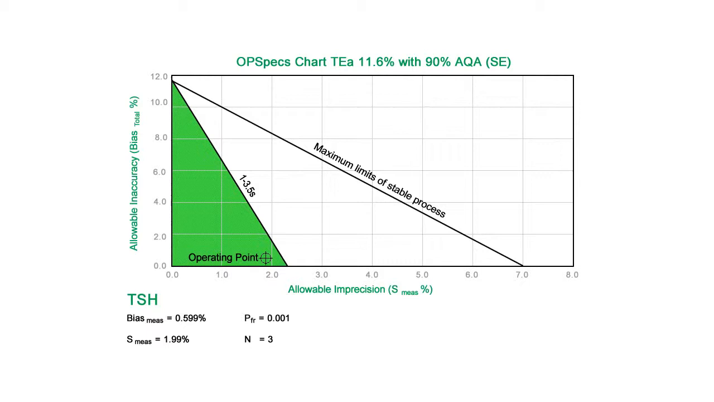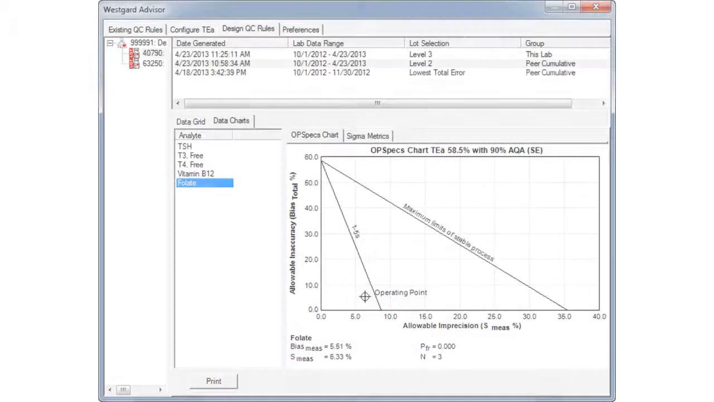To review, an OPSpecs chart can be used to determine the correct QC procedure for a test. Ideally, the operating point will fall within the area that has been highlighted in green. Now that we've looked at an OPSpecs chart in the abstract, let's look at one in the software.